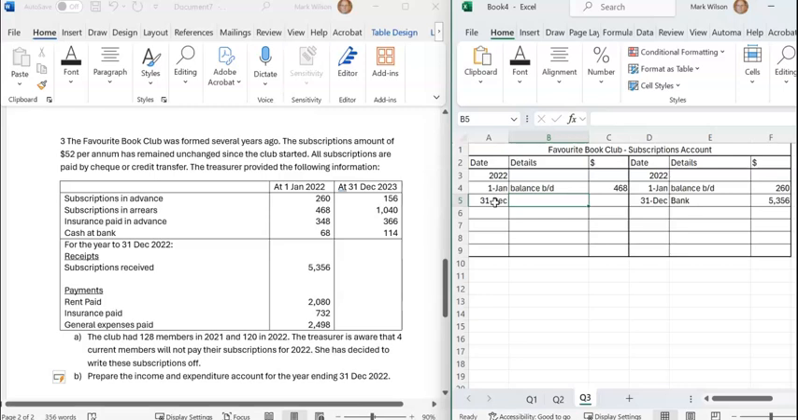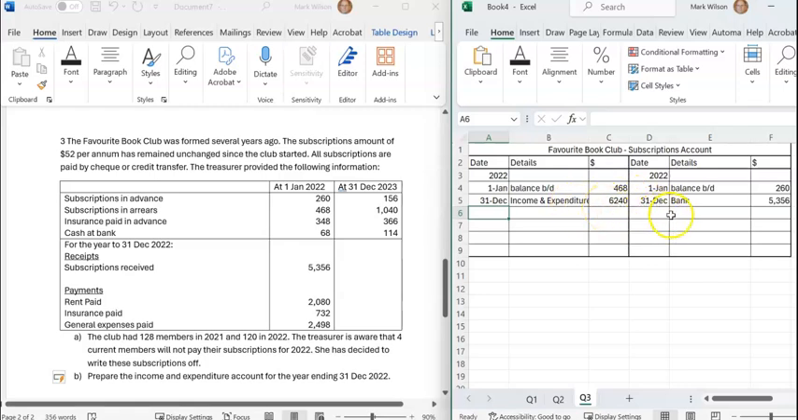And our income goes to the income and expenditure account. We're closing it here because we need to start next year without our income in here. Expenditure. And this figure is going to be equal. We had 120 members. Multiplied by $52. So that's our income that's going to be closed off.